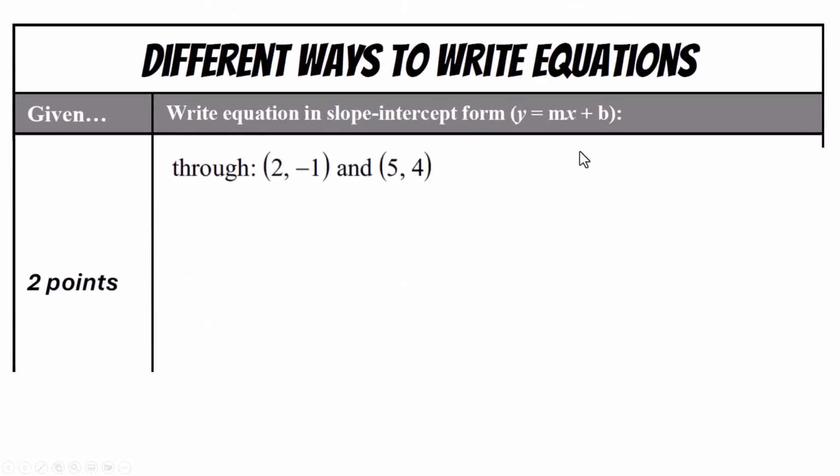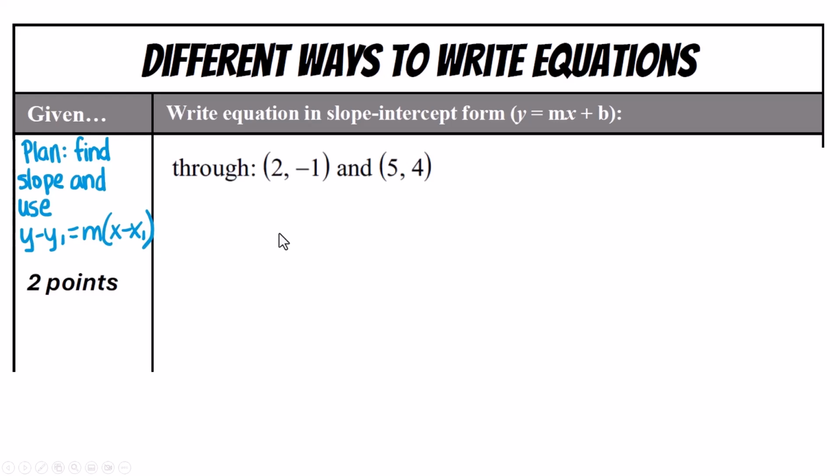Now we're given just two points. They're not even telling us what the slope is, and I need to know that. I'm going to have to find the slope from these points, and then I am going to use the point-slope formula. You could also use that first method, but I'm going to stay consistent because I really like this formula.